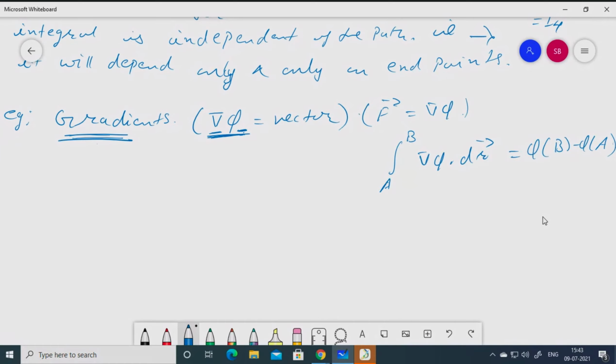Now, let us try to prove this one. Phi is a scalar function, is it or not? Phi of x, y, z is a scalar function.